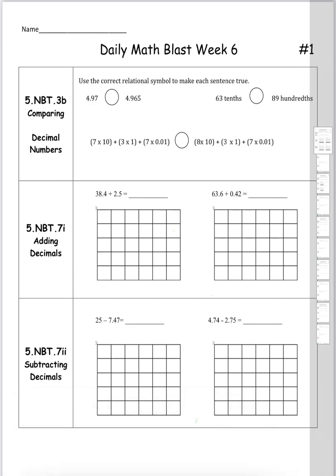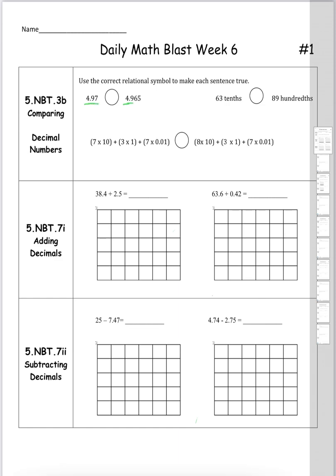These two numbers are given to me in standard form. It's important that I compare like units, and I'm going to start with the greatest place value. So I have 4 in the ones place for both numbers. I'm going to move to my tenths place where I see a 9 in both numbers.